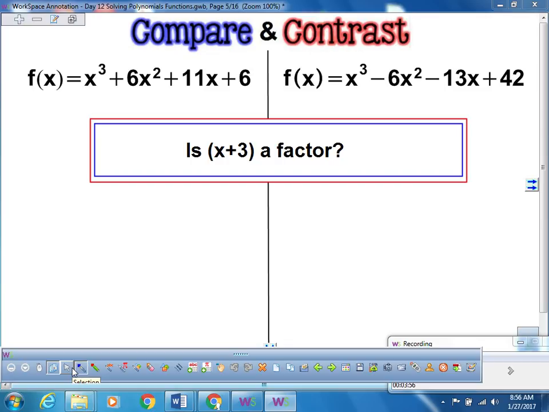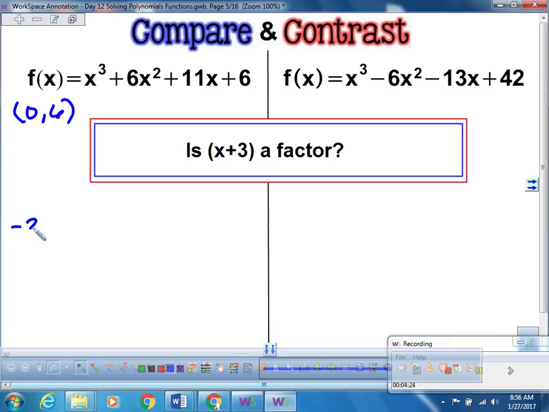I've got a question for you. What's the y-intercept here? How do we know? Because if I were to plug in 0 for all of those, I would get the constant. So we already know we can plot 1 point on our graph, right? Okay, so if I want to determine whether x plus 3 is a factor, then I would use negative 3, correct? Because if I set x plus 3 equal to 0, I would get x equals negative 3.